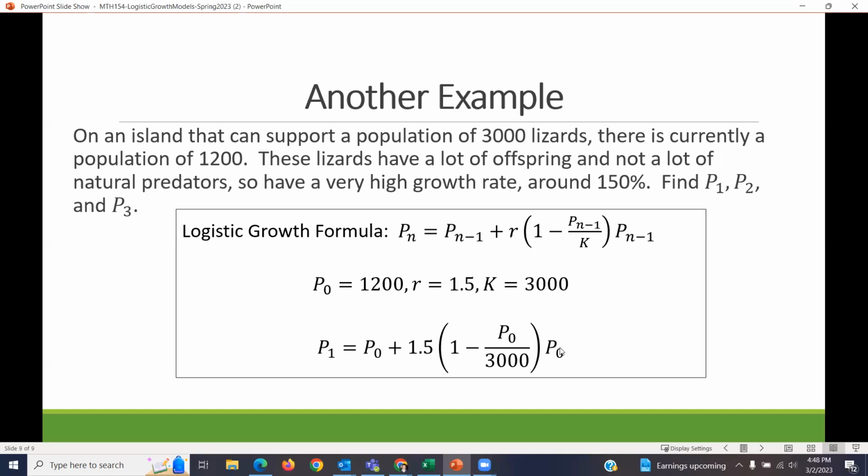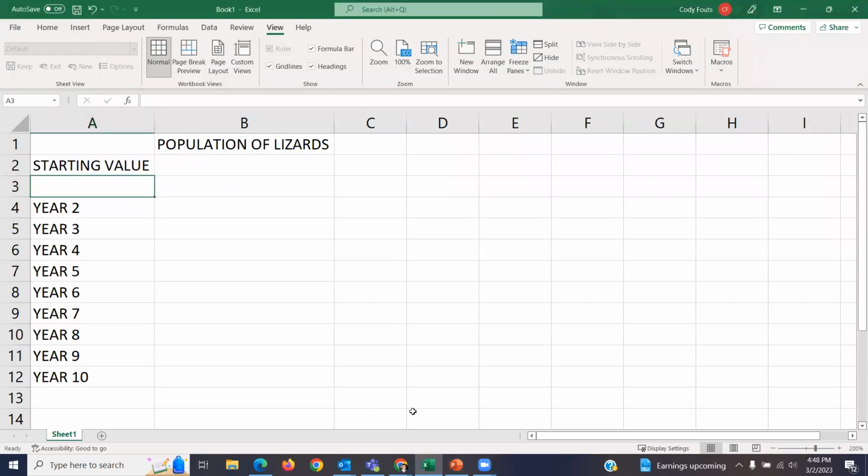And if we wanted to calculate this out, we could just go through and plug in the 1,200 for the P sub 0 and do that, right? But I'm going to want to use Excel to do this. So I'm going to go ahead and switch to Excel here.